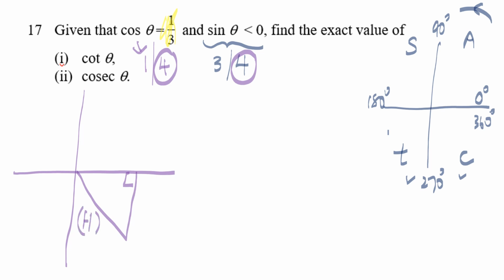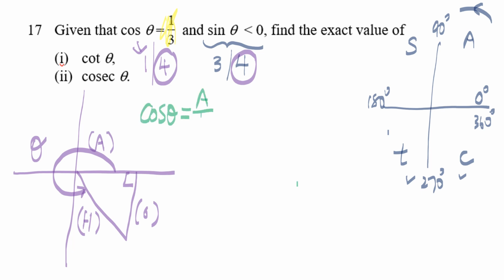This will be your angle, travelling in the anti-clockwise direction, theta. This will be your opposite, and this will be your adjacent. Okay, so now we can put in your ratio, cosine. So for cosine theta, cosine is A over H. Your A will be 1 unit, your H will be 3 units. So we can put in A to be 1, H to be 3.